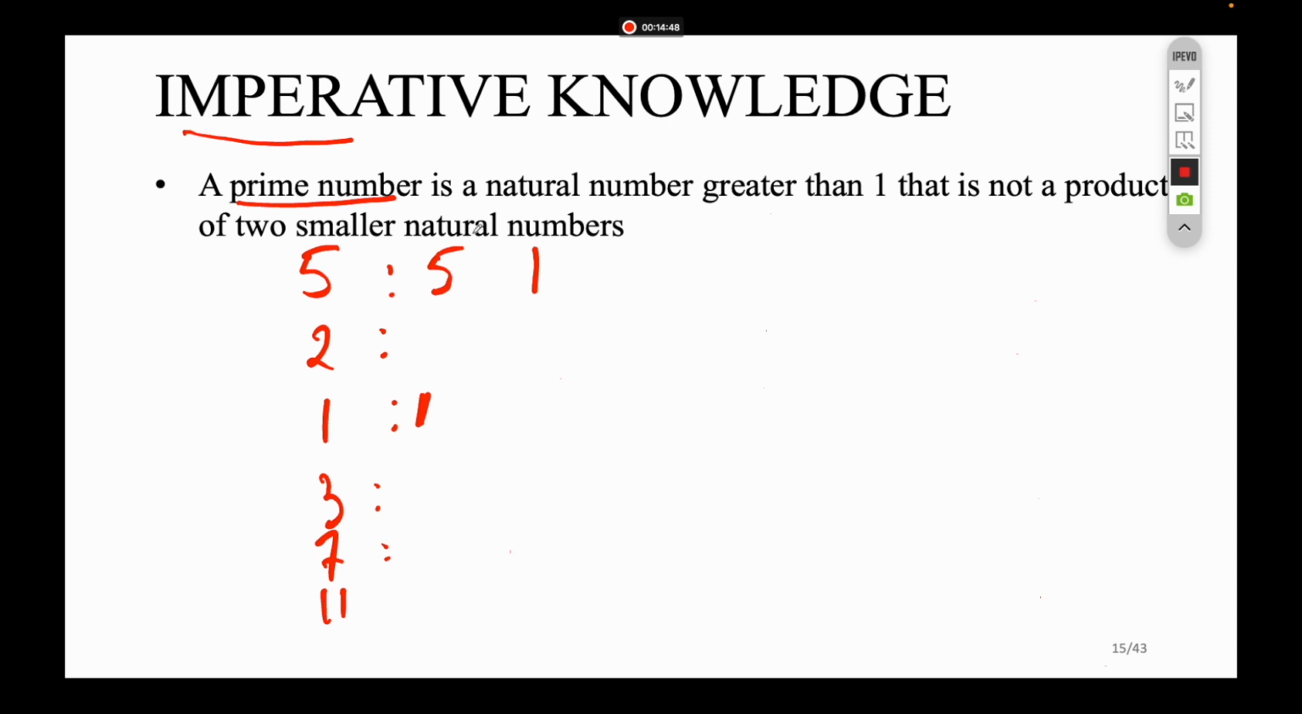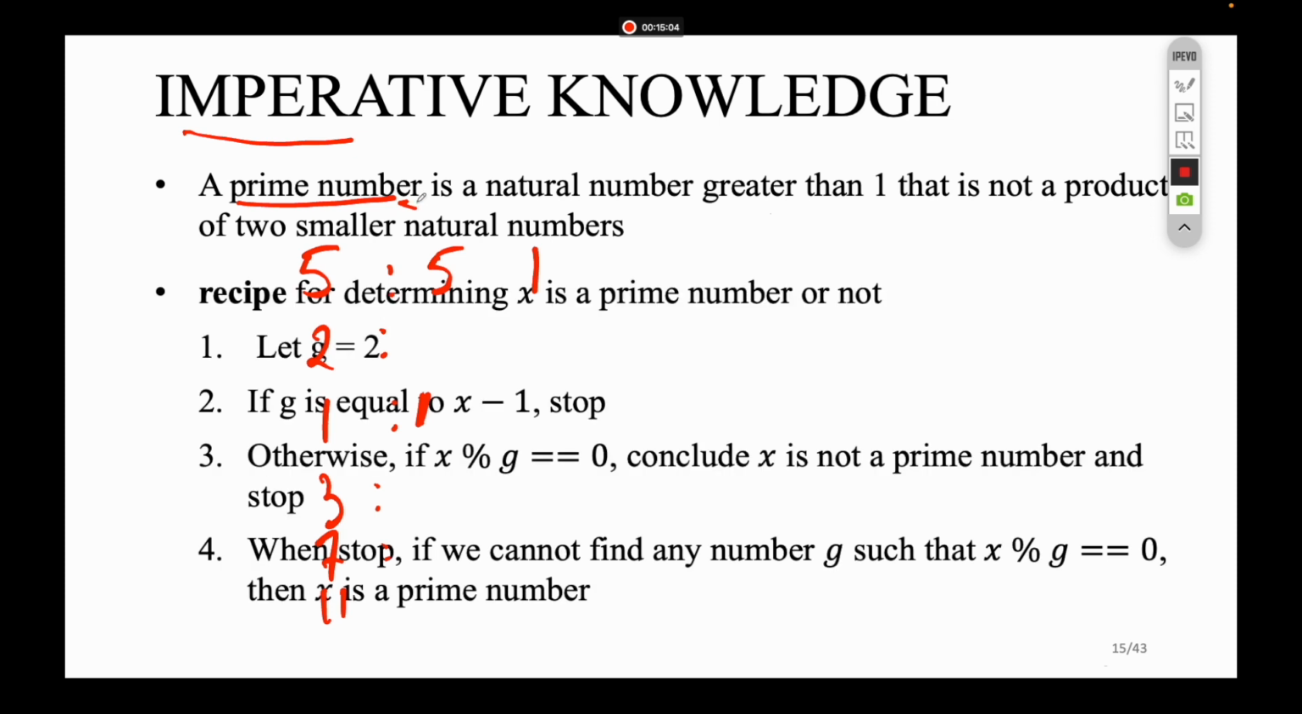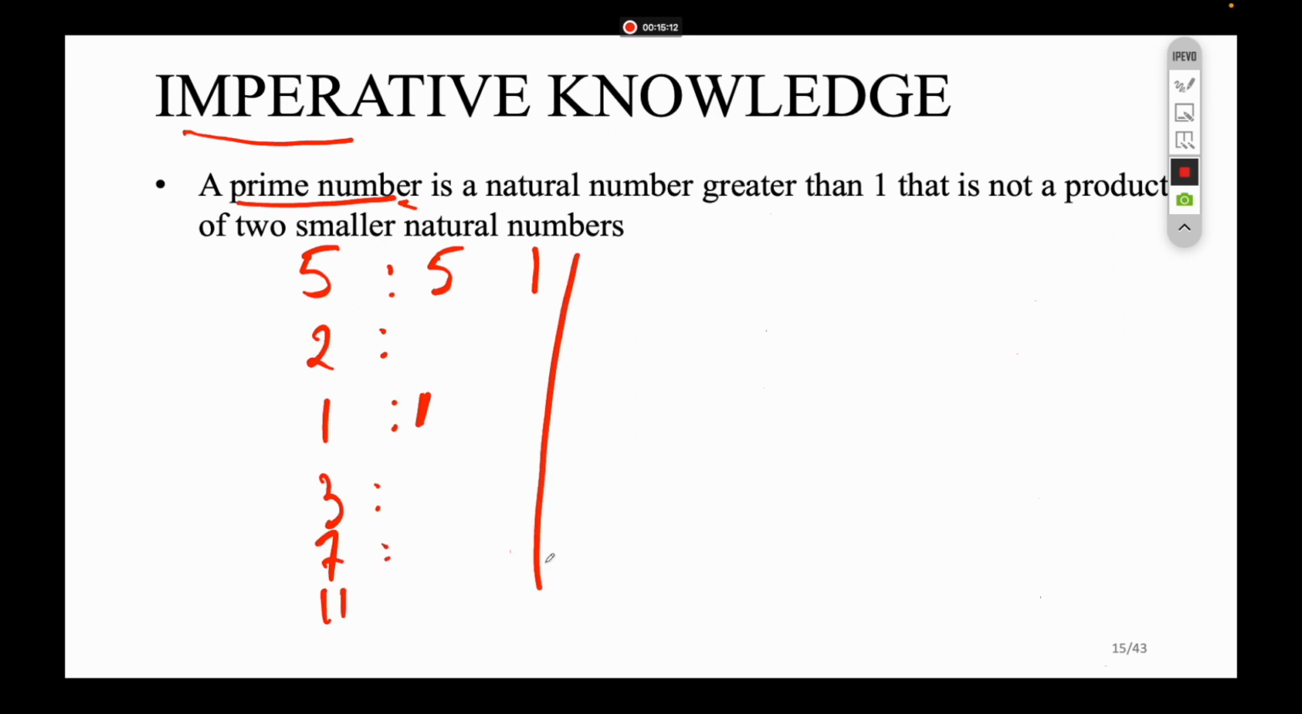All right. So how can we program? How can we create some kind of recipe to determine whether a given number h is a prime number or not? How can we do that? So let's see my example here. Before we move to here, I want to explain the idea. So if you have a number 5 here, you're going to have 1, 2, 3, 4, and 5.